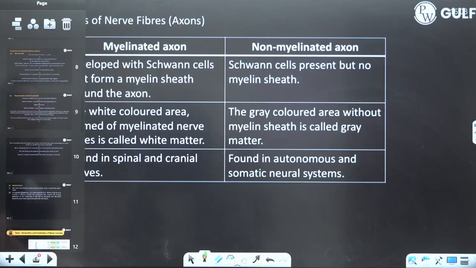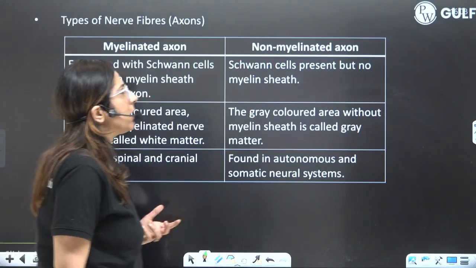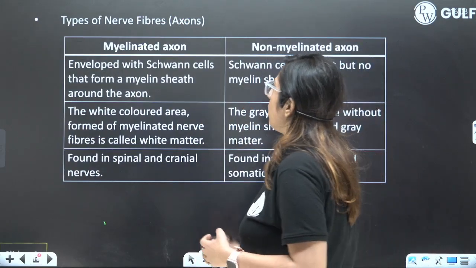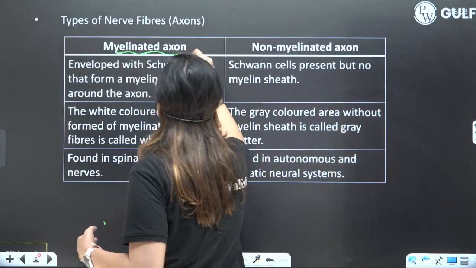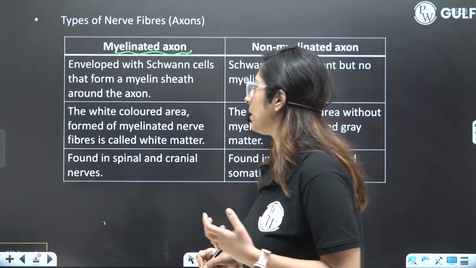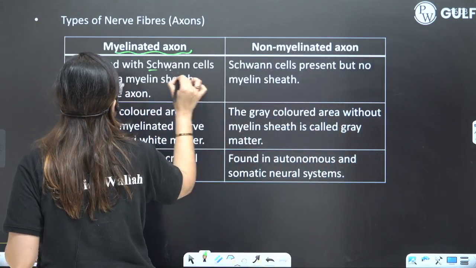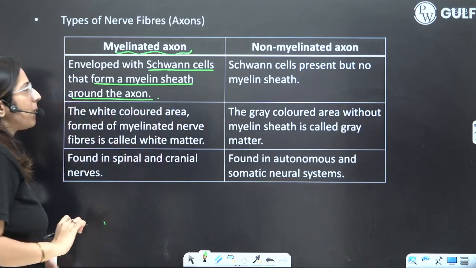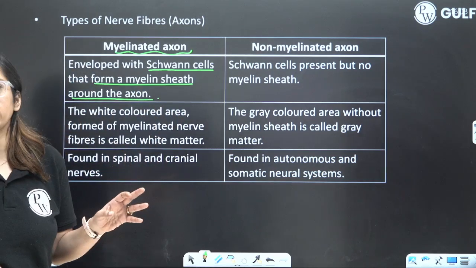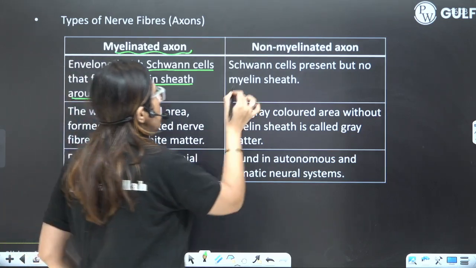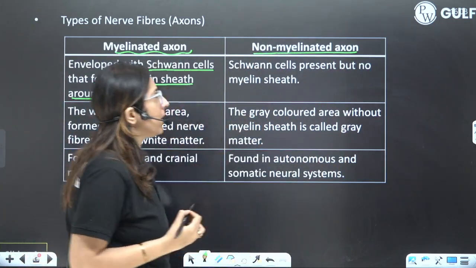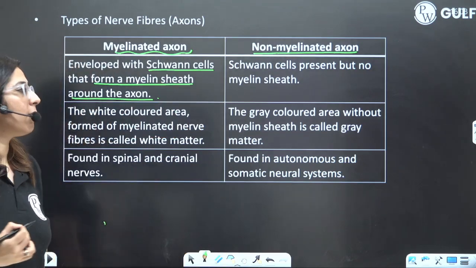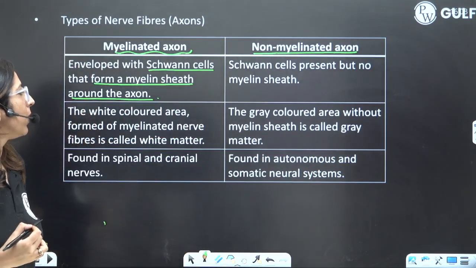Now let's talk about the types of nerve fiber. These nerve fibers are of two types. One is the myelinated axon. Myelinated means the myelin sheath is present, that means it is enveloped by Schwann cells that form a myelin sheath around the axon. Next is non-myelinated. Non-myelinated means Schwann cells are present, but they are not forming the myelin sheath. They are found in the peripheral nervous system.